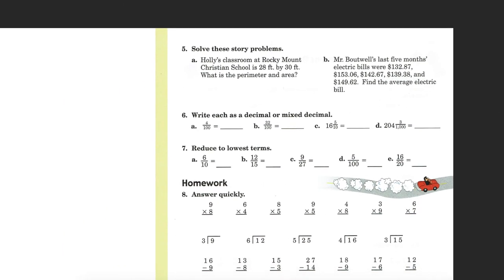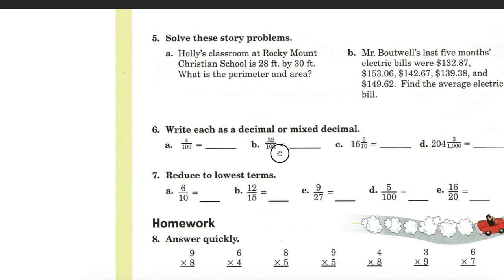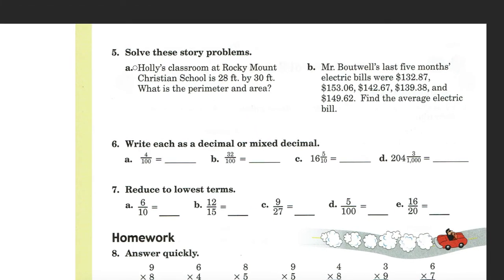Number 5. Word problems, everyone's favorite. Okay. Word problems are really important because they make math more real in your life. Anyways, number 5. Holly's classroom at Rocky Mount Christian School is 28 feet by 30 feet. What is the perimeter and area? So you're looking. So this is a rectangle.